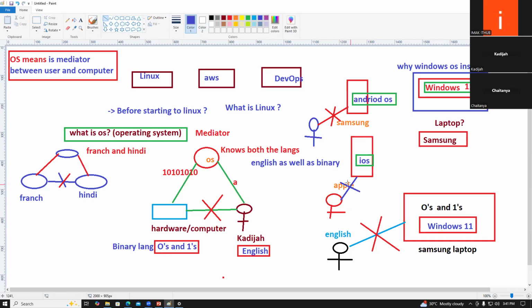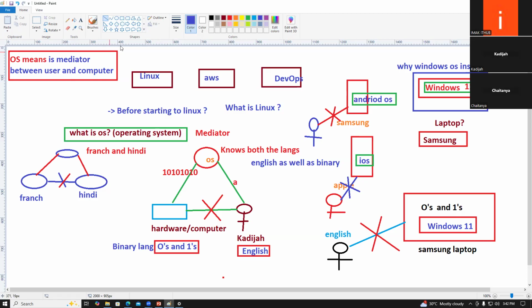So we are unable to communicate with each other, because the hardware knows only binary language and you know only English language. Without an OS, we cannot interact with this hardware. Now you understood? So for example, from now onwards you remember: if you are interacting with any hardware, definitely there will be an OS installed.